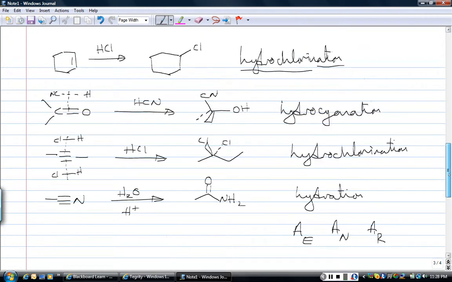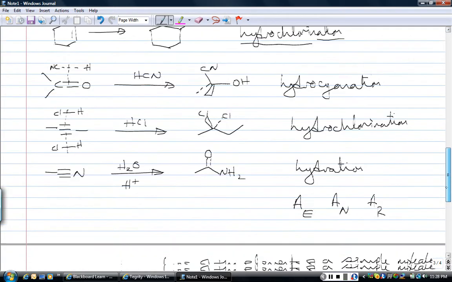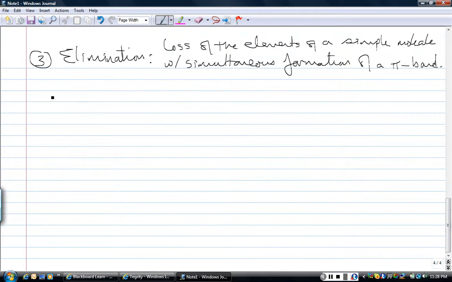For example, many of the reactions that we saw earlier as addition reactions, the reverse literally would be eliminations. So, for example, I could take this chlorocyclohexane, which I made by addition of HCl to the alkene.